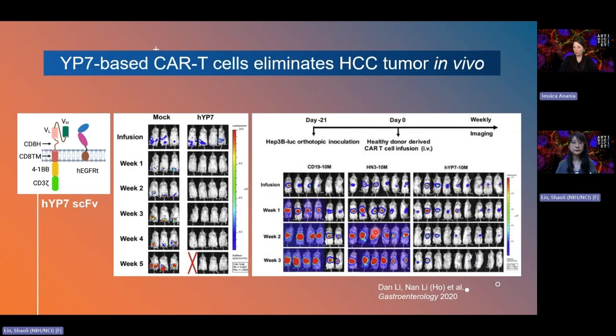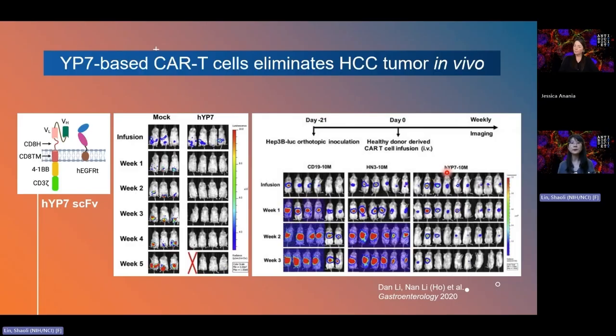So did you have 3 antibodies to start with? Did you also progress those other ones? And what structurally made the YP7 one the most advantageous? Yeah, we have 3 antibodies. This is the HN3 antibody targeting the N-terminal lobe of GPC3. And the YP7 targets the C-terminal lobe, the C-terminal region of GPC3.